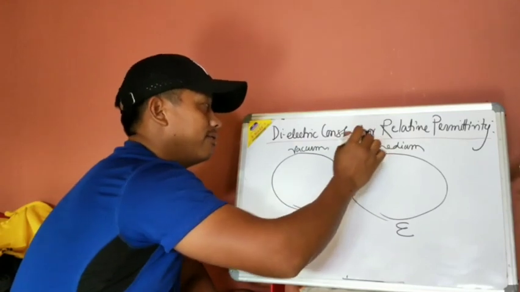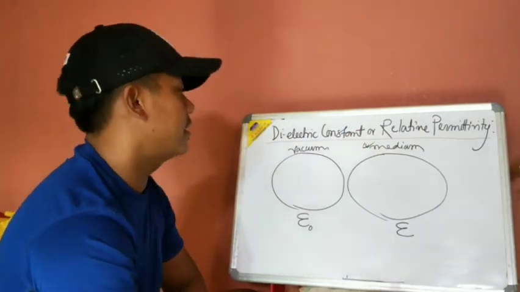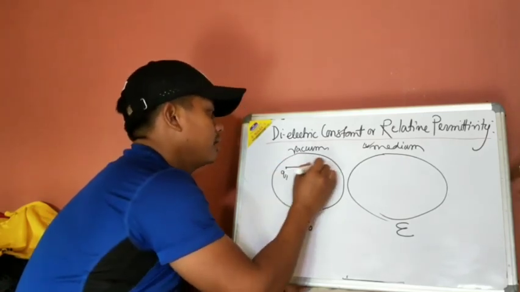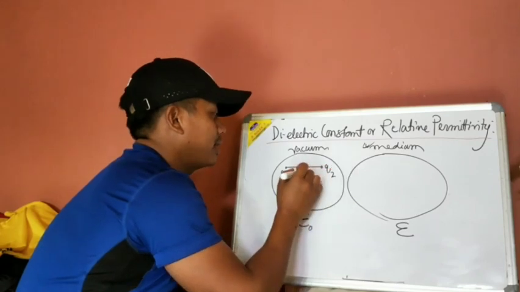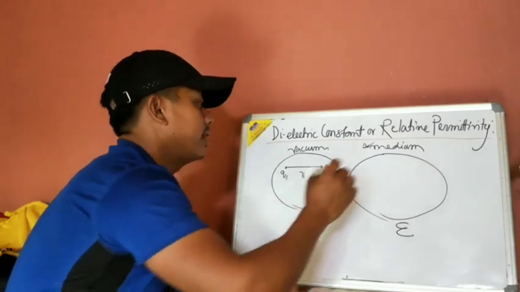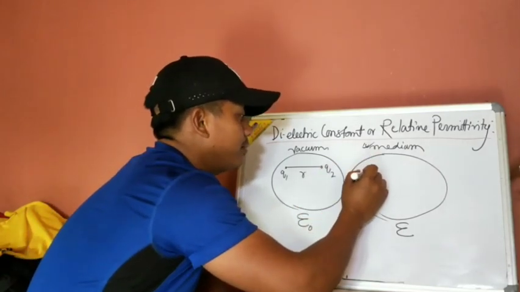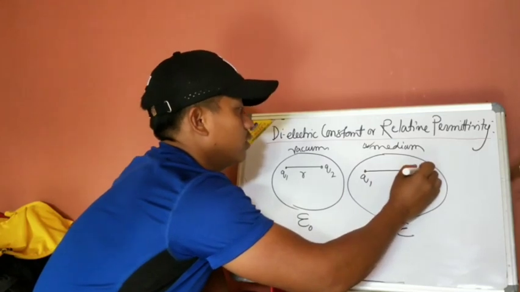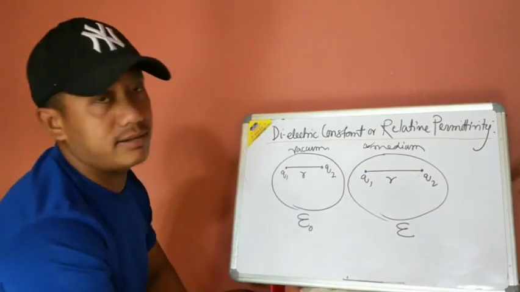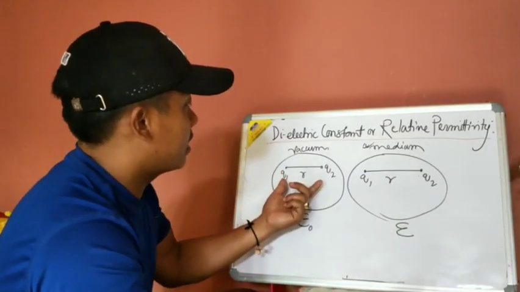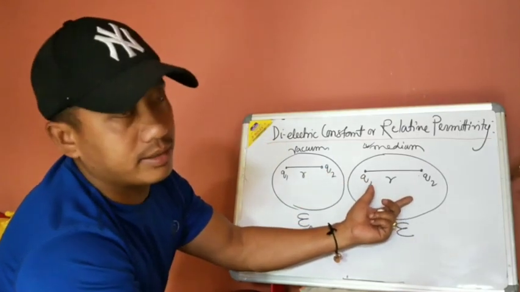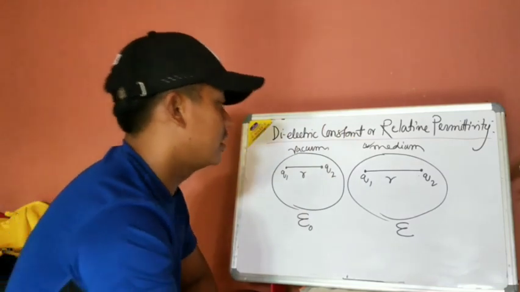For this particular medium, we are going to define the dielectric constant. What you are supposed to do is take two charges, Q1 and Q2, separated by distance R. Then you take the same two charges, Q1 and Q2, at the same distance of separation R. What is the difference? In the first case, the two charges are kept in vacuum. In the second case, you are keeping the charges in another medium, for which you are going to define the dielectric constant.